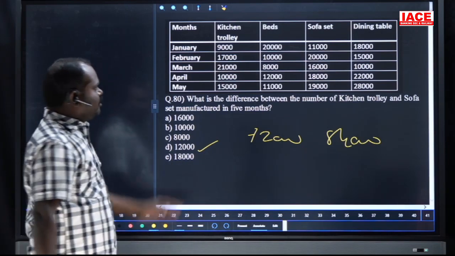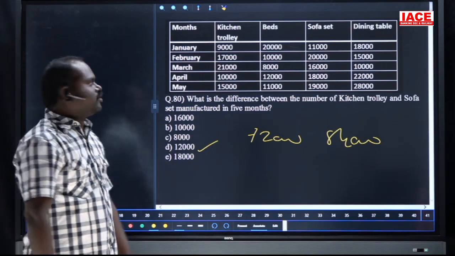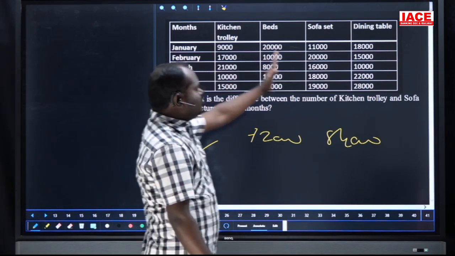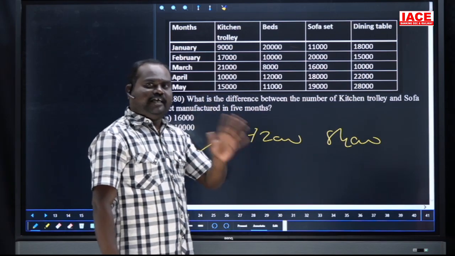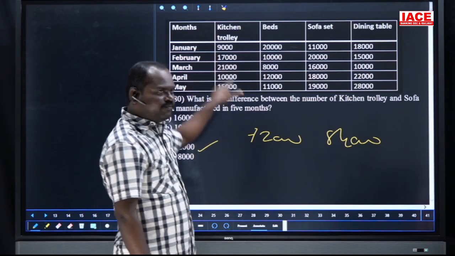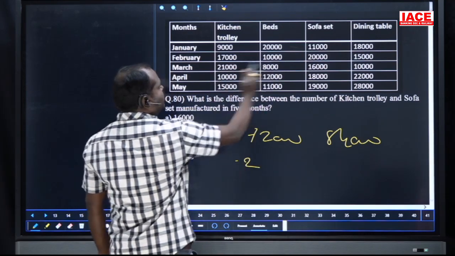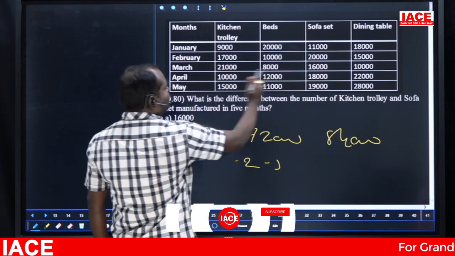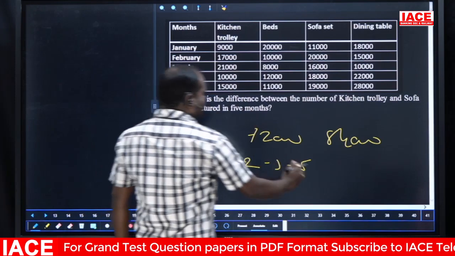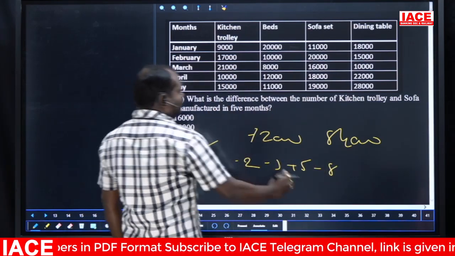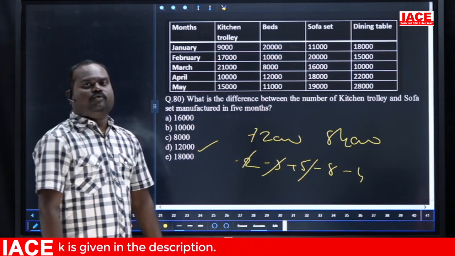Otherwise, we can do it by looking at individual values. For example, kitchen trolley and sofa set: if it is less, take the negative, if it is more, take the positive, whichever is convenient for you. For example, kitchen trolley is less, then take the negative. And what is the difference? 9 to 11, minus 2. 17 to 20, minus 3. 21 to 16, more, plus 5. 10 to 18, less, minus 8. 15, 19, minus 4, plus 5, minus 5 cancel, minus 12, nothing but 12,000 less. So in that way also we can observe.